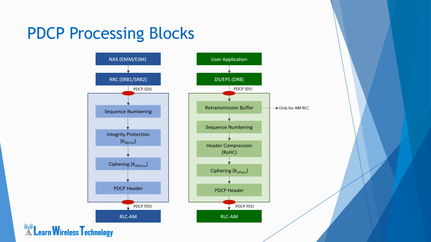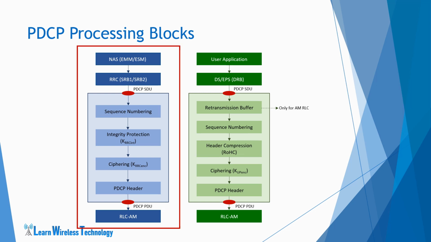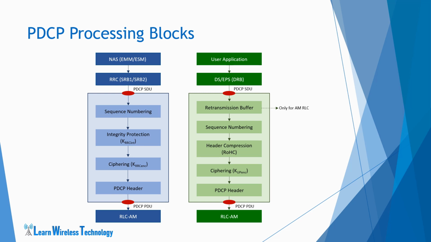If you look at the control plane data processing blocks on the left hand side, the PDCP receives the control or signaling data from the upper layers, that is NAS and RRC layer, via SRB1 and SRB2 in the form of PDCP SDUs. Control PDCP SDUs are also generated in the PDCP layer itself. For example, the PDCP status PDU and ROHC feedback packet are generated in the PDCP layer itself.